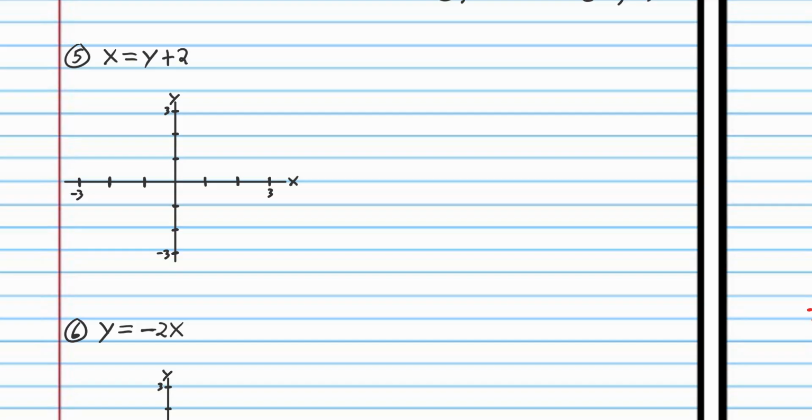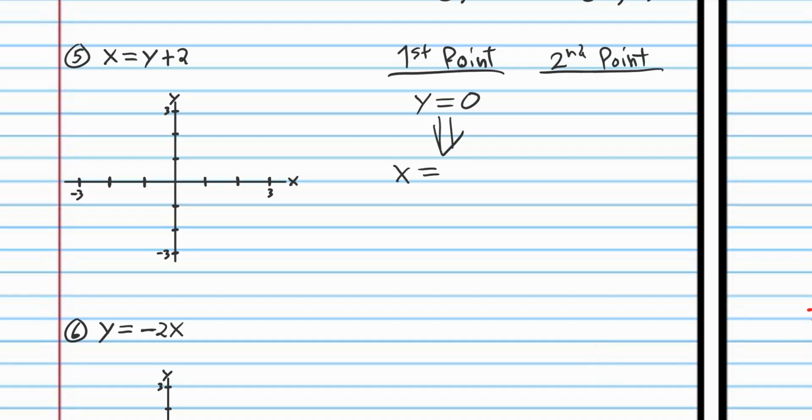All right, we're back. So I'm going to choose, x is solved for. X is isolated. So we're going to choose a y value first. That's the easiest way to do it. And I'm going to choose 0. And if y is equal to 0, then x is equal to 2. So the point is 2, 0.